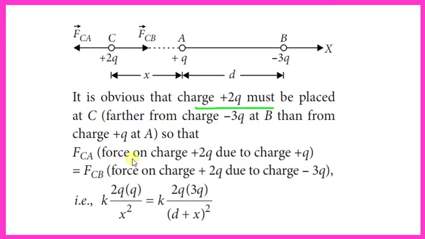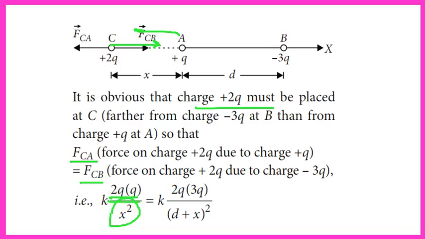The first thing that you have to do is set the force of C on A equal to the force of C on B. Only this thing you have to do. Force of C on A, so 2q and q: the basic force formula is k q1 q2 upon r square. Now the force on CA is what? First charge 2q, second charge q, separated by distance x.